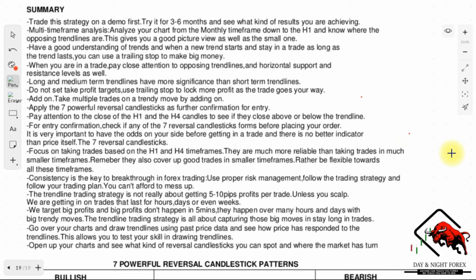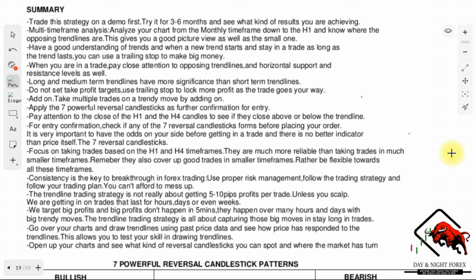Focus on taking trades based on the H1 and 4-hour time frames. They are much more reliable than taking trades in much smaller time frames. Remember, they also cover up good trades in smaller time frames, so rather be flexible towards all these time frames, from one time frame to another. Never trade based on just one specific time frame.